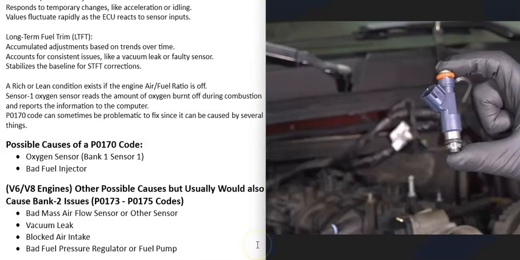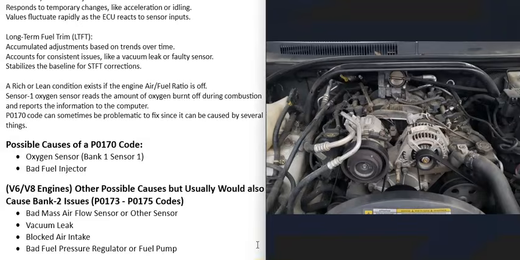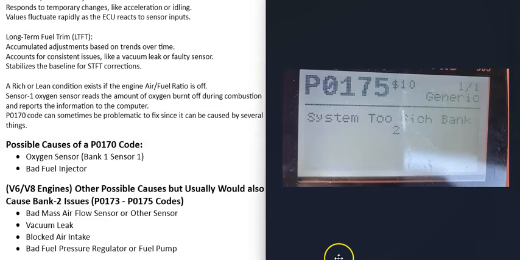But the next thing that could cause this is a bad fuel injector. And one thing to mention, if you have a V6 or V8 engine, is that if you're getting any other codes on bank 2 side of the engine. If you have a 4-cylinder engine, then you're not going to have a bank 2. And so any of these things could affect a 4-cylinder engine. But if you have a V6 or V8 engine, then usually if these go bad, they'll also affect bank 2 side of the engine. So you'll get other codes like a P0173 or like a P0175 code or something like that. Basically something that would affect the air-fuel ratio mixture on bank 2 side of the engine.